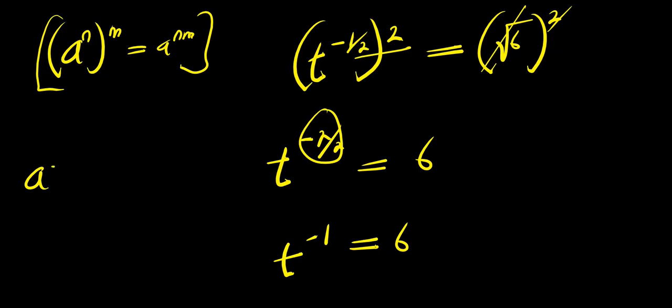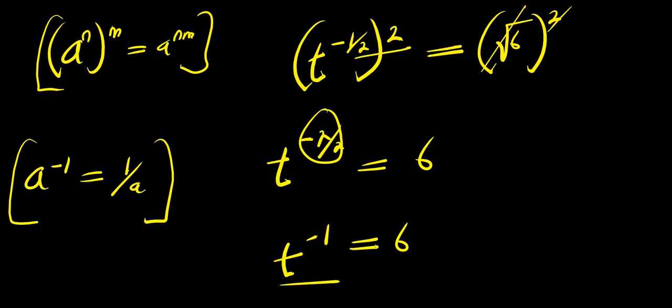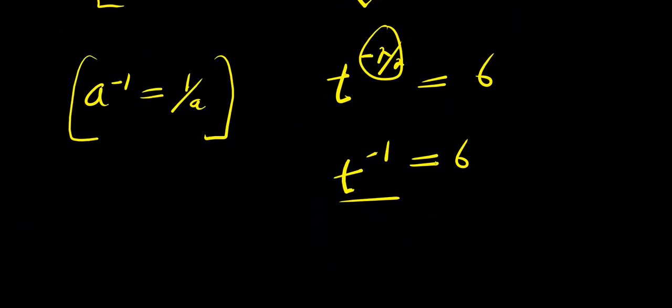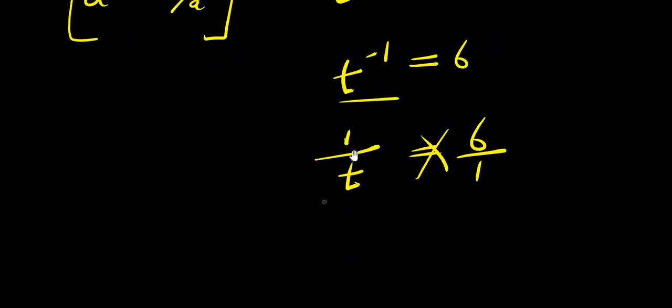Remember, a power -1 equals 1 over a. So I apply that here. That means I will simply have 1/t, and this equals 6. This is over 1. I cross multiply. I have 1 times 1, that is 1, equals 6 times t, that is 6t.